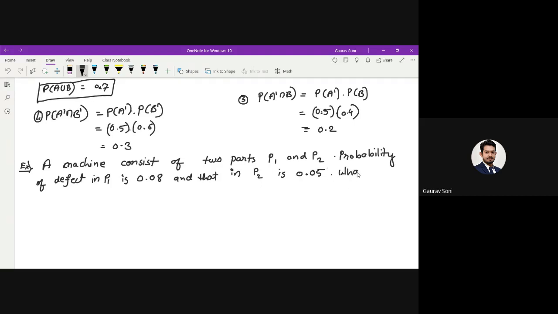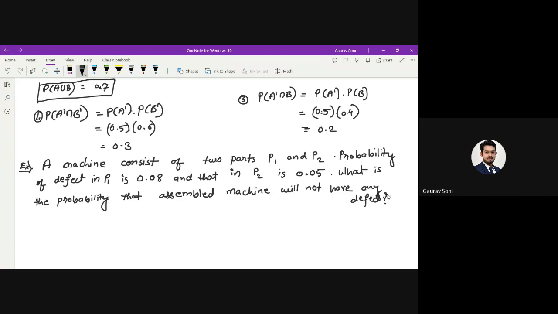What is the probability that the assembled machine will not have any defect?